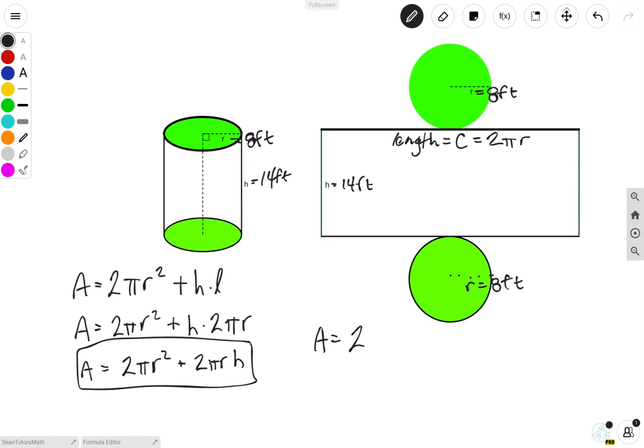So we have two circles, and the area of those circles is pi r squared, in our case 8 feet squared, plus the area of that rectangle, which is the circumference, or 2 pi r, 8 feet for our radius in our case, times the height, which is 14 feet. All right, let's clean this up a little bit. So 8 squared is 64. 64 times 2, 128 pi, plus, let's see, 2 times 8, 16. 16 times 14, that's 224 pi.